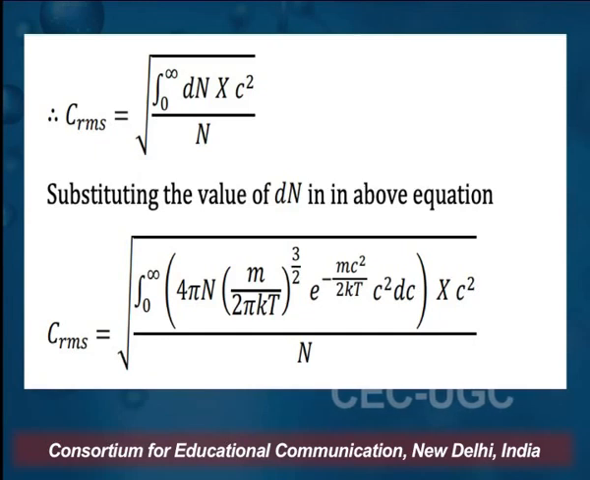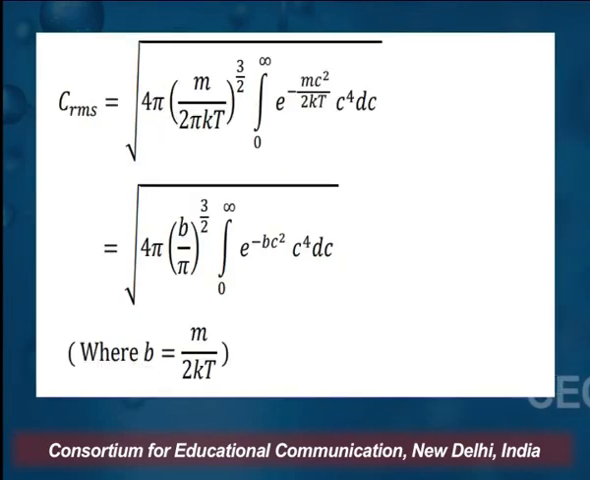N is the number of molecules. So simplifying and taking the constants outside the integral sign, we get C_RMS is equal to root of 4π (m by 2πkT)^(3/2) ∫ from 0 to infinity e^(-mc²/2kT) c⁴ dc. Why to the power 4? c² because of C_RMS and 1 c² because of the Maxwell's law of distribution of speed.